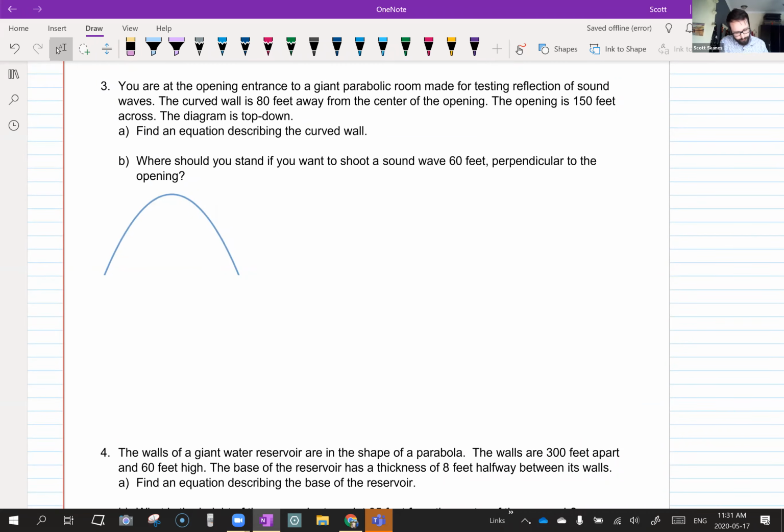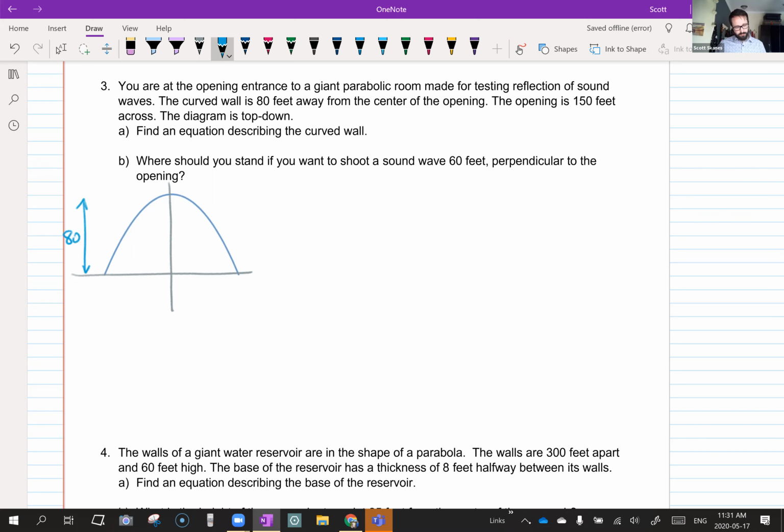I'll try this one. So you're at the opening entrance to a giant parabolic room. So you're here, basically. You're down there. Made for testing reflection of sound waves. The curved wall is 80 feet away from the center of the opening. So what we have is this. We have a distance of 80. So this distance is 80 feet.